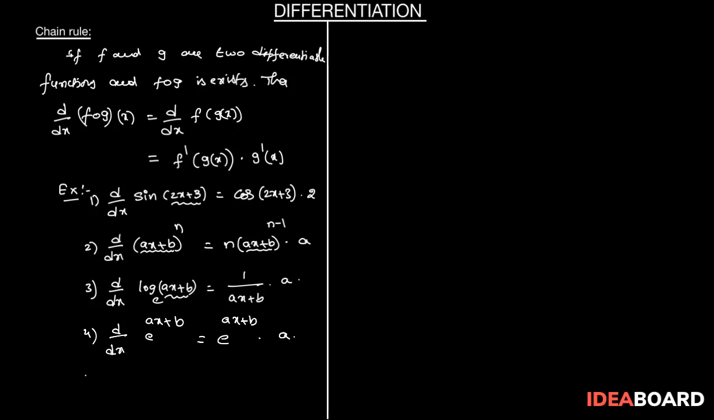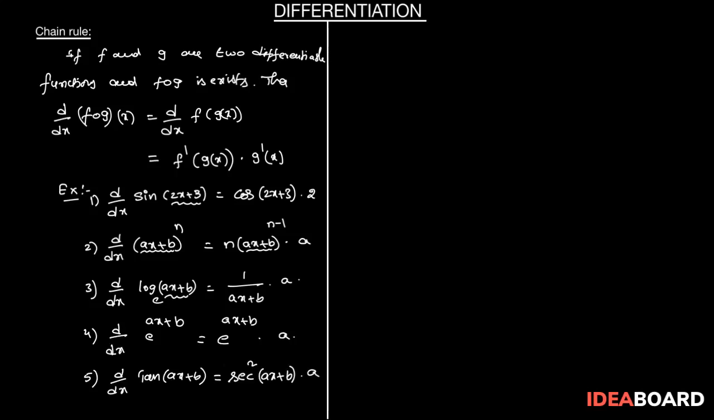And one more is the derivative of tan of ax plus b with respect to x. This is of the form tan x. The derivative of tan x is secant square x, in the place of x ax plus b. The derivative of ax plus b is a.